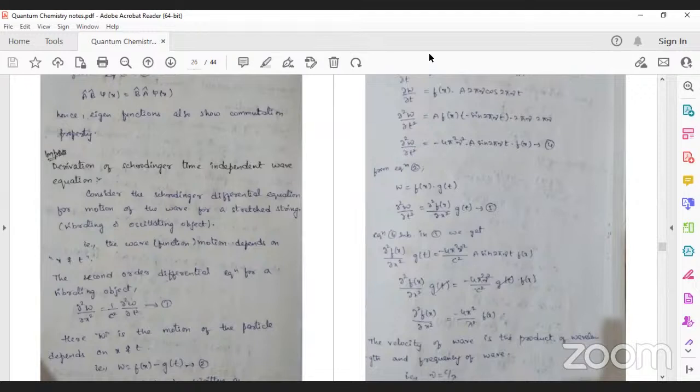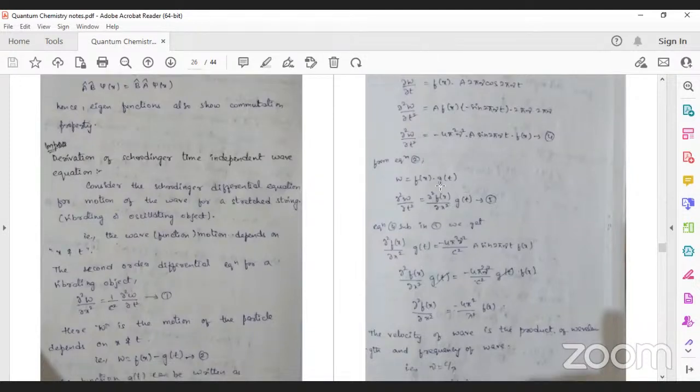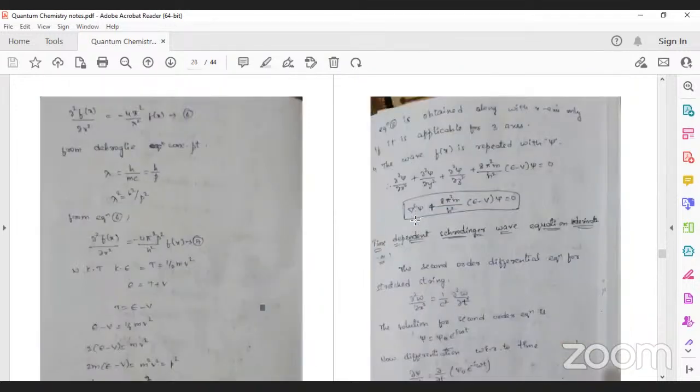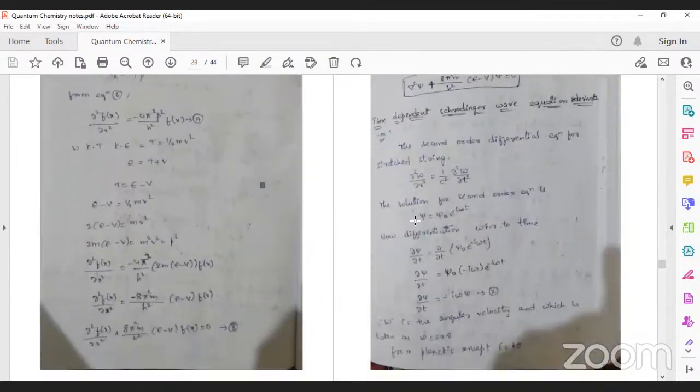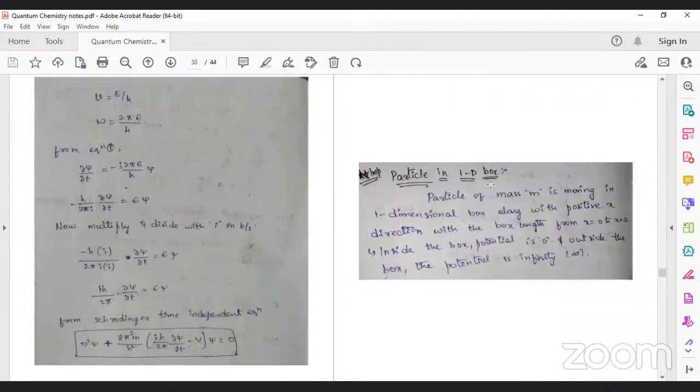Sir, in the assignment, one question is on the hydrogen atom. Assignment question, hydrogen atom. Next is what we are discussing: particle in a one dimensional box and the hydrogen atom. Right?